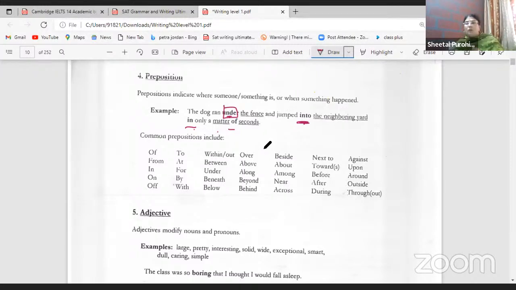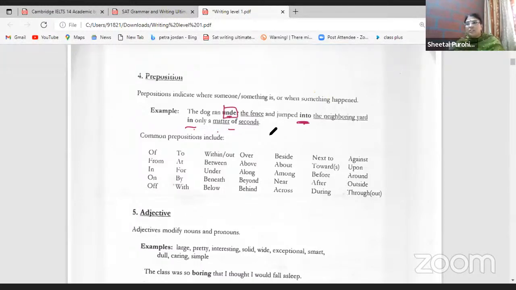Write it down. Please write down the notes when I'm teaching you. This will be useful for you when you solve your questions. A preposition will always have the object. It's not written on the slide. Please write down: a preposition will always have the object. And the object of a preposition will always be either a noun or a pronoun. Nobel, don't keep looking. Write it down. An object of a preposition will always be either a noun or a pronoun.